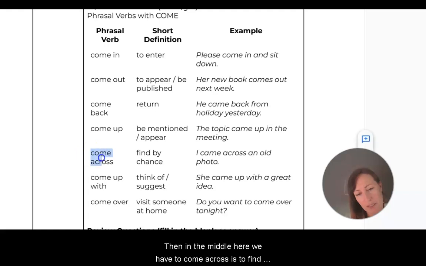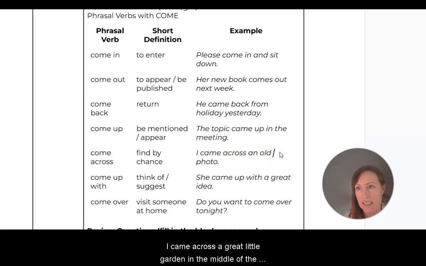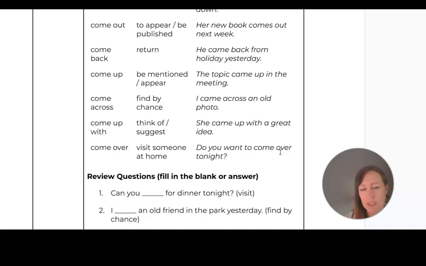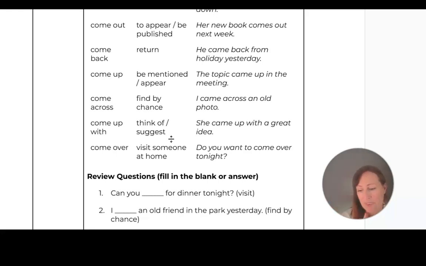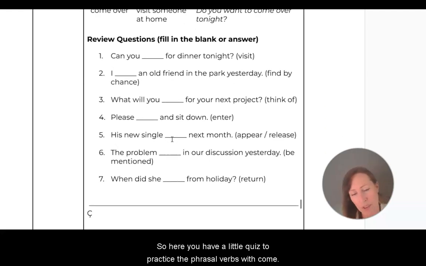Then in the middle here, we have to come across, which is to find by chance, by accident almost. I came across an old photo. I came across a great little garden in the middle of the city. To find by chance. And then finally, we have to come over, and it just means to visit someone at home. Do you want to come over later for dinner, for example? So here you have a little quiz to practice the phrasal verbs with come.